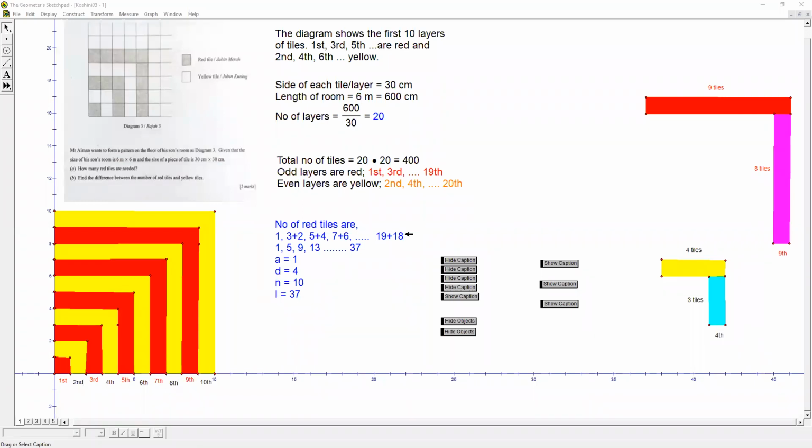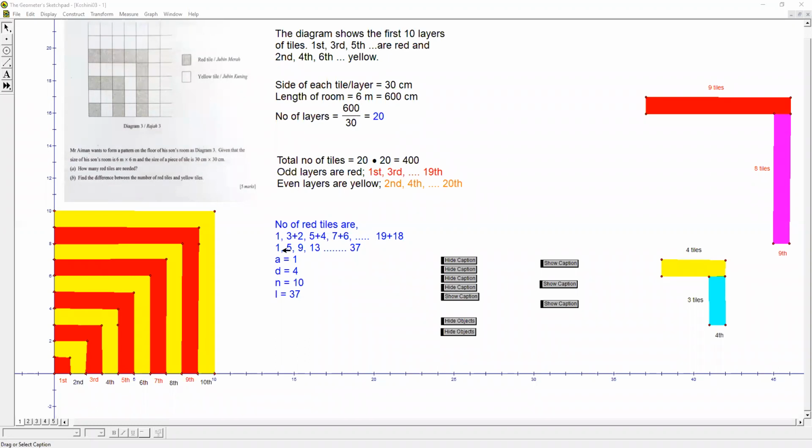The one before the 20th one is the 19th. The last red layer is 19, so we have to plus 18. This is the last layer. For the red tiles, we are looking at the red tiles only. So when I convert all this addition into actual numbers, I have 1, 5, 9, 13, and the last one is 37. So this looks like an arithmetic progression.